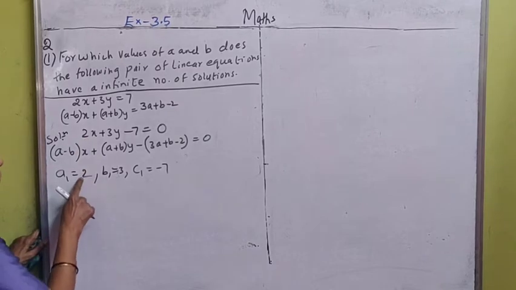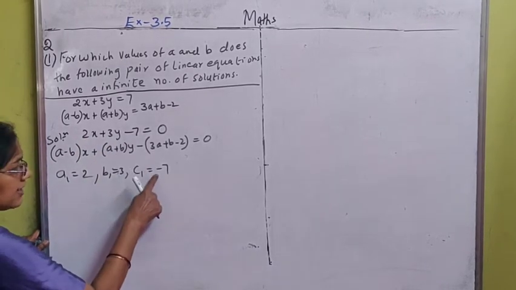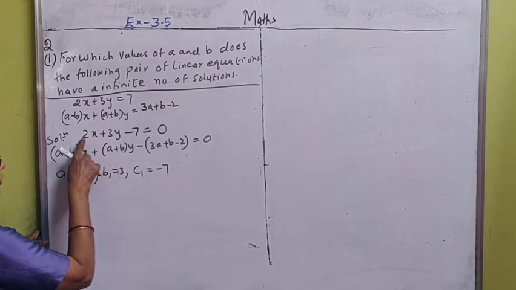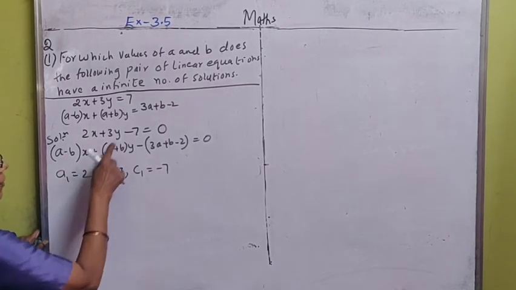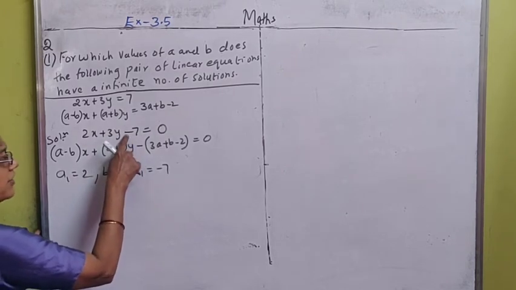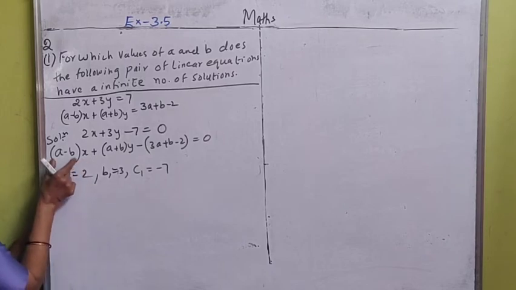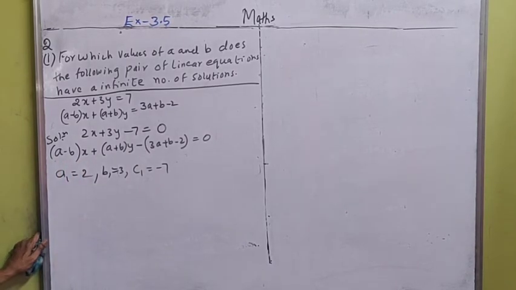a1 is equal to 2, b1 is equal to 3, c1 is equal to minus 7. Again see, the x coefficient is a1, 2; the y coefficient is b1, 3; and the constant with sign is minus 7. For the second equation, only the coefficient, here it is a binomial term. Be careful, you have to take the binomial term only.